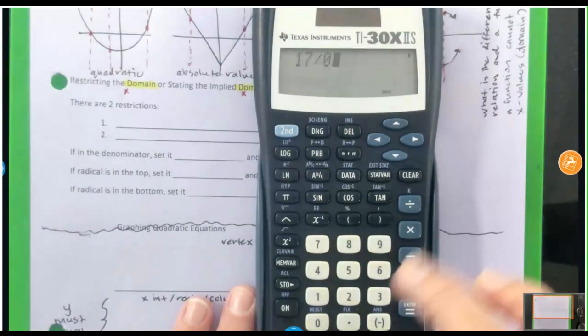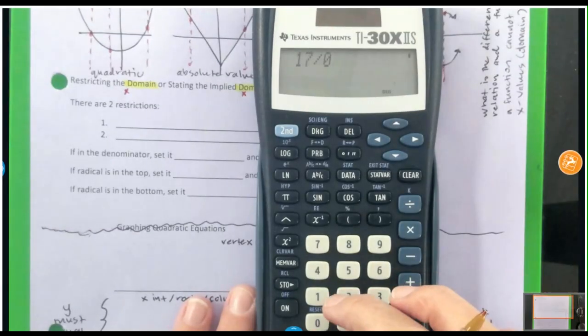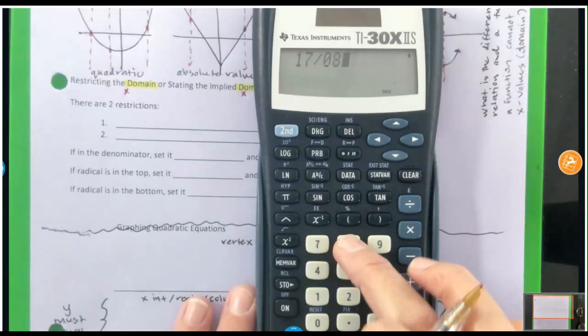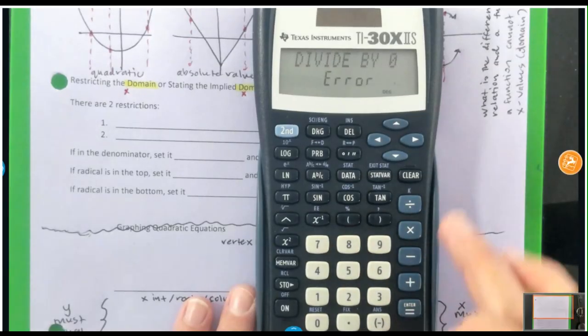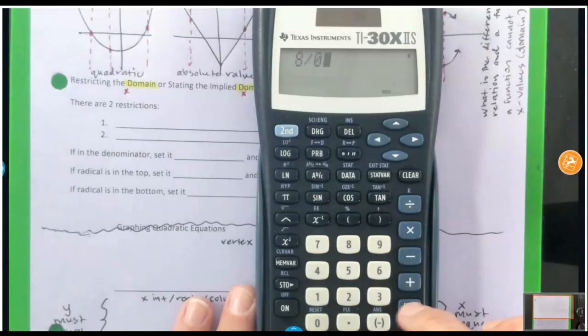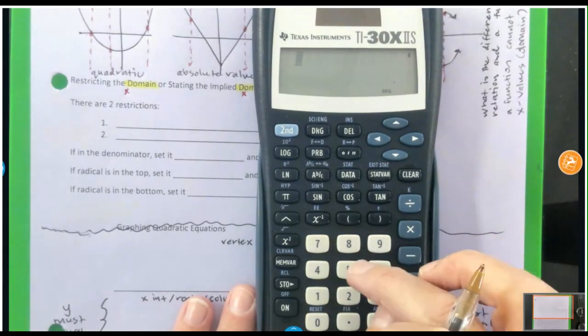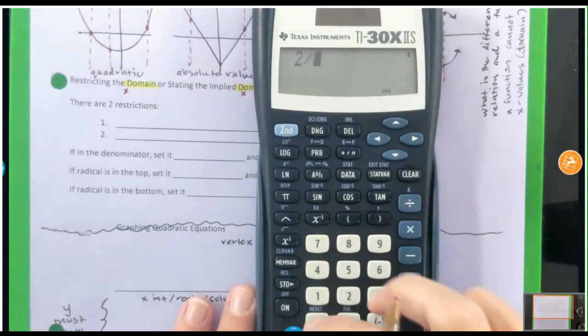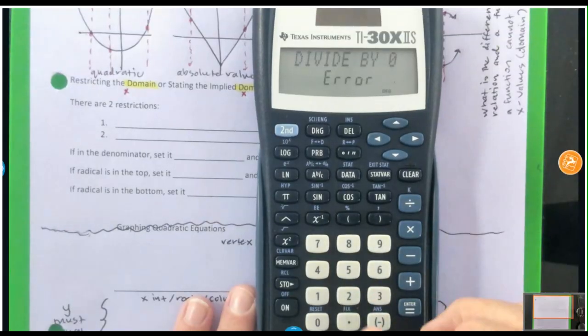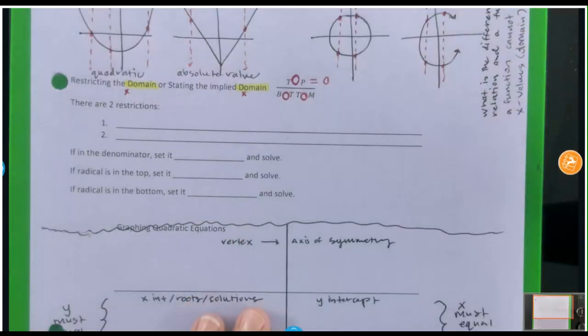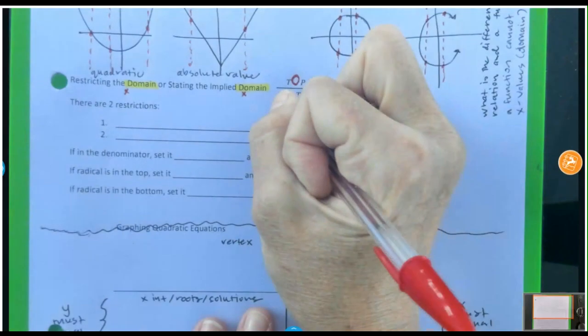All right, Zamarian, what's your birthday date? 8. 8 divided by 0. Oops, I'm sorry. 8 divided by 0. Nope, it says error divided by 0. Abby, what's your birthday date? 2. Nope. Error divided by 0. So if 0 is in the bottom, it's what I call a no.